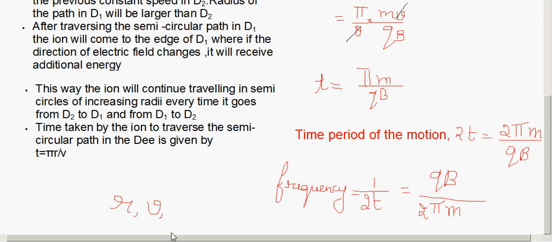Now this is the frequency of the motion, so for the alternating source whatever we are connecting, we need to adjust its frequency to this frequency, so that its polarity automatically changes when the charged particle reaches the edge of the disc. So this is the frequency which you have to set for that alternating source. This is about the working principle of cyclotron. Hope you understood this.